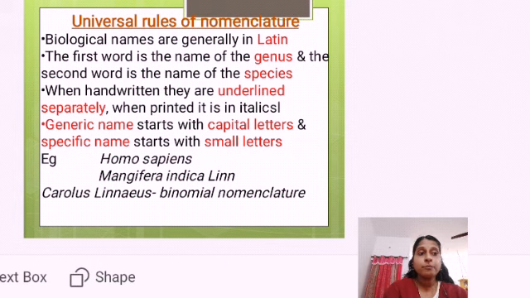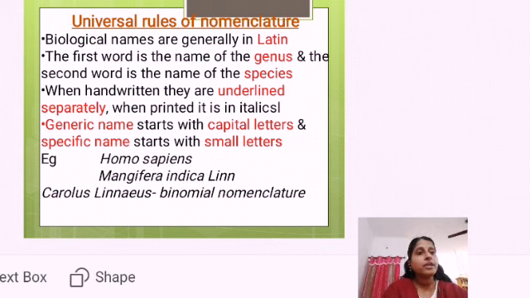Writing binomial nomenclature. What is binomial nomenclature? Naming of organisms. There should be a common naming of organisms. For that common naming of organisms, we are using the term binomial nomenclature. ICBN and ICZN are the authorities which are dealing with the same.